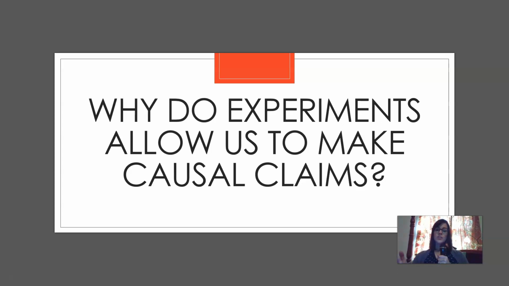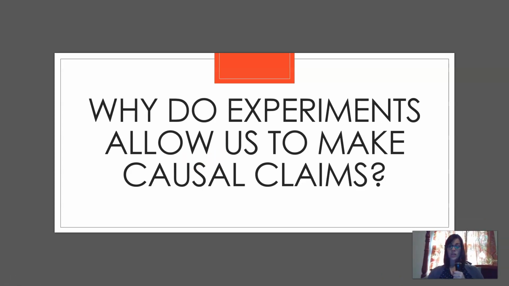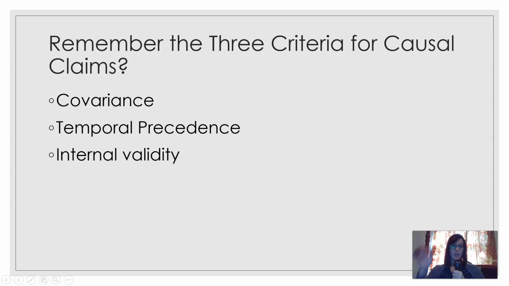So why do experiments allow us to make these causal claims? Well, let's go back to our three criteria for causal claims. First of all, we have the principle of covariance. As one variable varies, you should see the other variable vary. Now, when we were talking about this with correlations, that's the same sort of idea. So as one variable changes, the other variable should change.